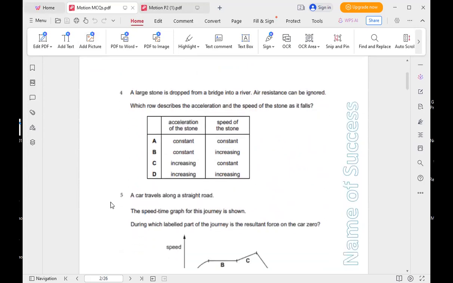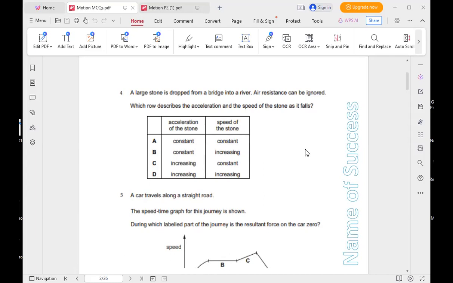Question number 4. A large stone is dropped from a bridge into a river. Air resistance can be ignored. Which row describes the acceleration and the speed of the stone as it falls?